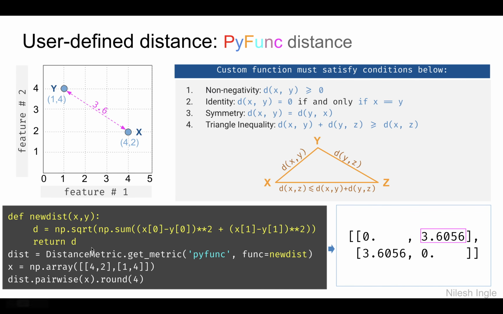The code is written on the bottom left, where we see in yellow new_dist. That's the function that calculates the Euclidean distance and returns it. To call that function, within the DistanceMetric.get_metric, we need to specify the string 'pyfunc', and then specify the name of the function, func equal to new_dist, and then call dist.pairwise(X). You get the output shown on the bottom right, where the distance between the points x and y is 3.6056, as we had calculated earlier in one of the previous videos using Euclidean distance.